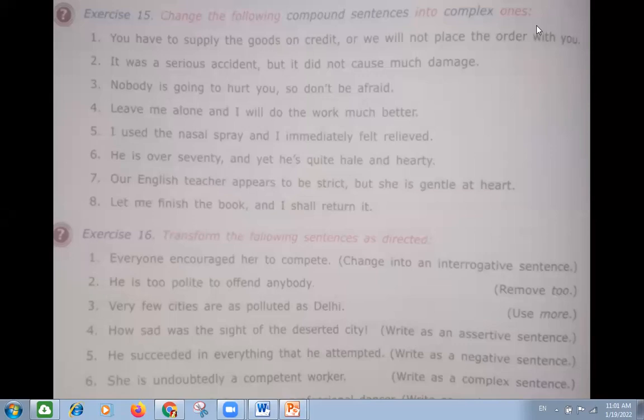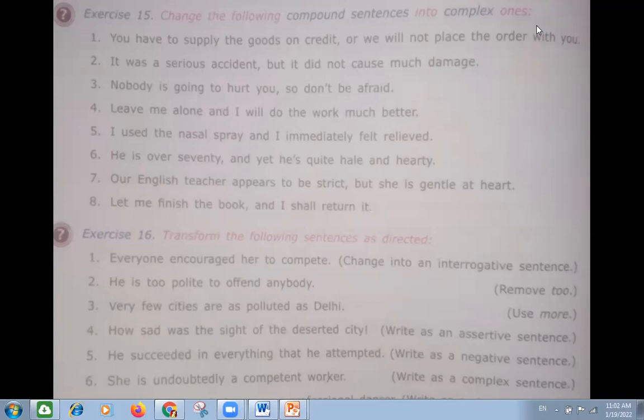Varsha, what is the answer? Did everyone encourage her to compete? I'm not getting your sound. Wait, let me just cross check. Huh, Varsha, come on, speak now. Did everyone encourage her to compete? Not "did", "didn't". We need to maintain the sense of the sentence. We need to maintain the sense of the sentence.